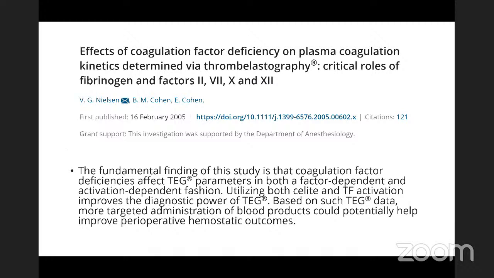This is another study done by Nelson et al. The study is the effect of coagulation factor deficiency on plasma coagulation kinetics determined via thromboelastography, clinical roles of fibrinogen and factors 2, 7, 10, and 12. The fundamental finding of this study is that coagulation factor deficiency affects TEG parameters in both a factor dependent and activation dependent fashion, and utilizing both kaolin and tissue factor activation improves the diagnostic power of the TEG. Based on such data, more targeted administration of blood products could potentially help improve perioperative hemostatic outcomes.